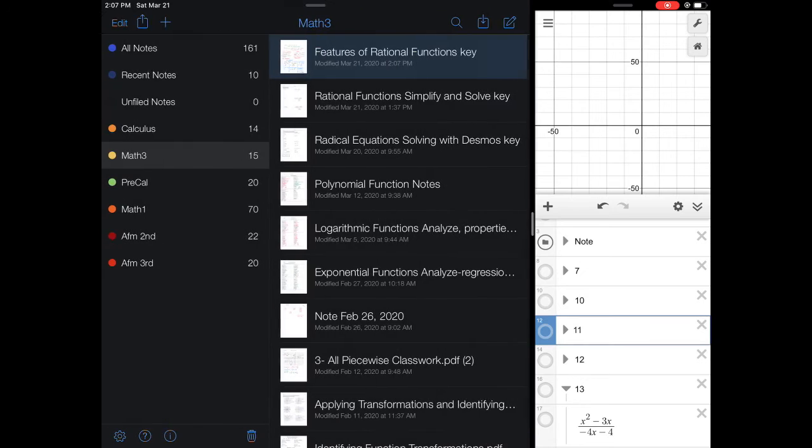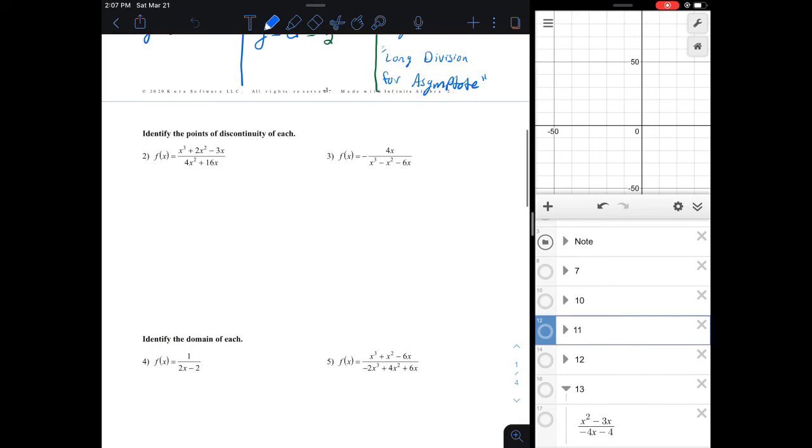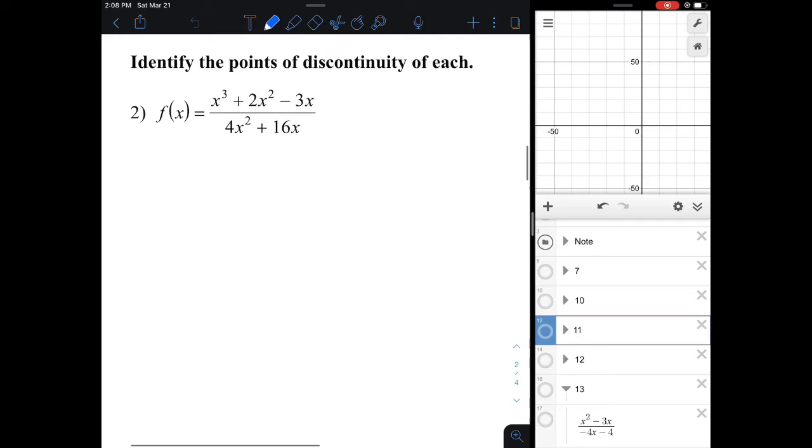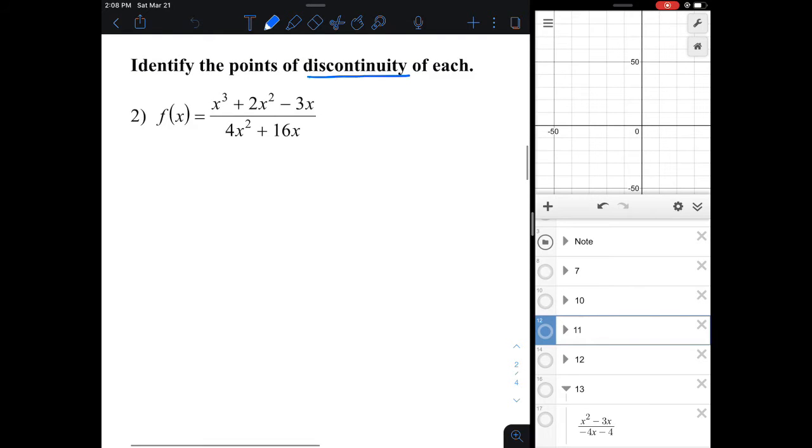And I got to back out and get back in here. This thing's acting funny today. And so I'm looking here at number 2. I want to find the points of discontinuity for each one. And we're just going to do this first one here. Now, to find the points of discontinuity, all I need to do is answer the question, what makes the bottom 0?